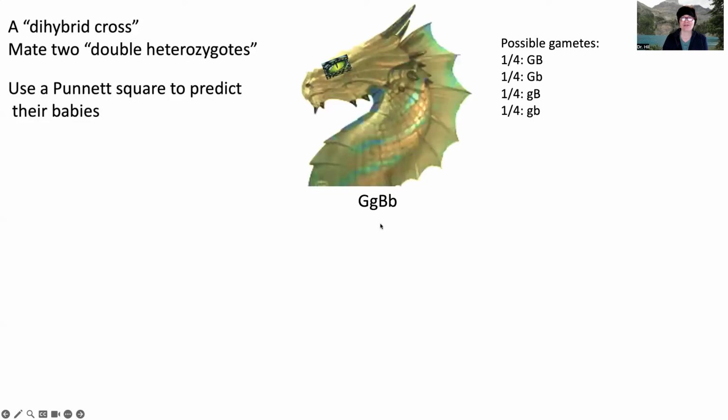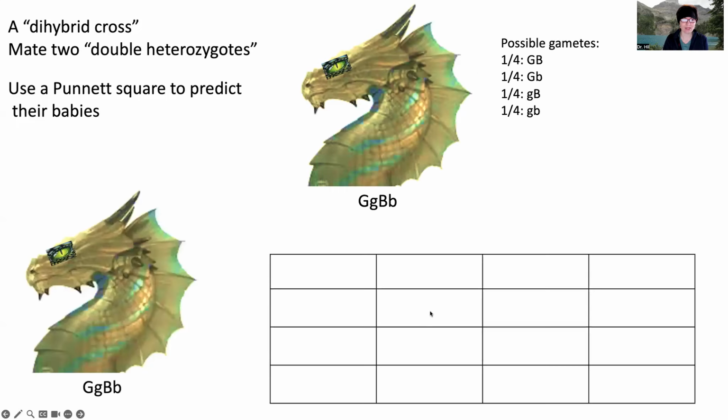So here's our double heterozygote dragon. He's going to mate to another double heterozygote dragon, and his possible alleles are all up here. And there's the other dragon that he's going to be mated to. They both have the same gametes, right? The same ratios of possible gametes. So we make a Punnett square that is a 4x4 grid, and we populate it with all these possible gametes.